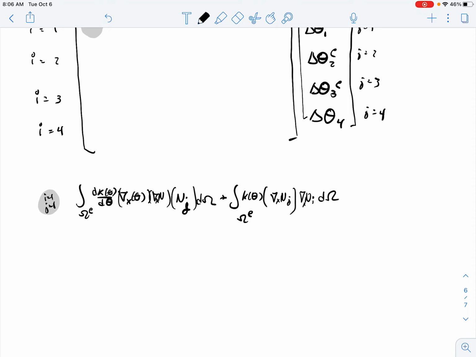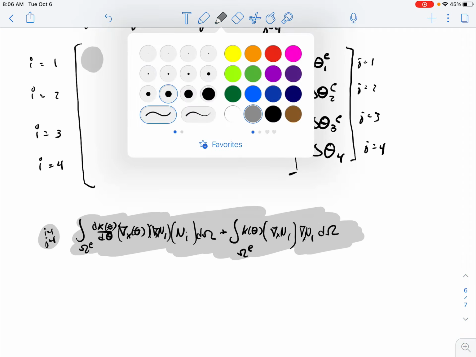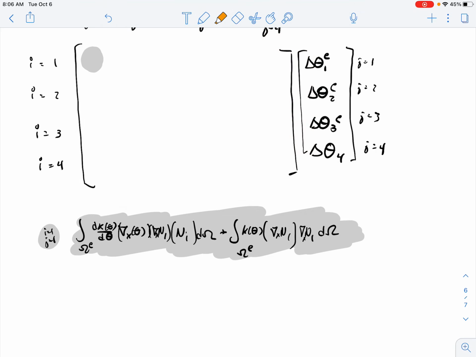So here just replace Ni with 1, Nj with 1, and Ni with 1. So overall, this would end up going up there, right? If you calculate this, that would be one of the entries of this matrix. Obviously, this is a 4x4 matrix. This is the tangent. So let's do another one.